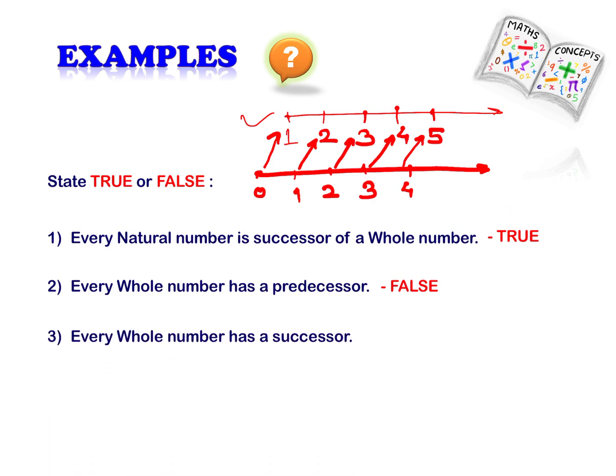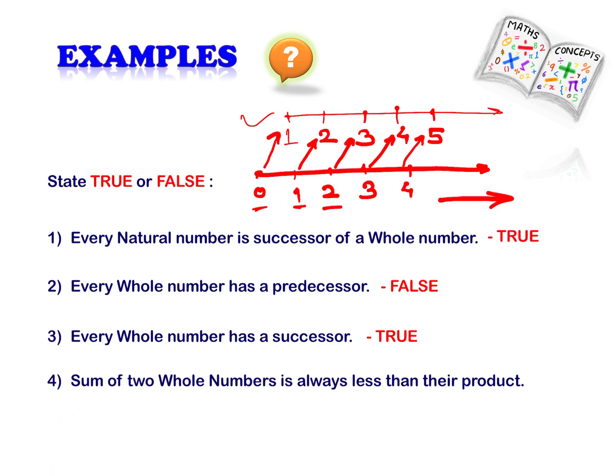Okay, every whole number has a successor. Is that true or false? It is true, because each whole number, 0 has a successor, 1 has a successor, 2 has a successor. Every whole number has a successor. We can extend this number line up to any number.